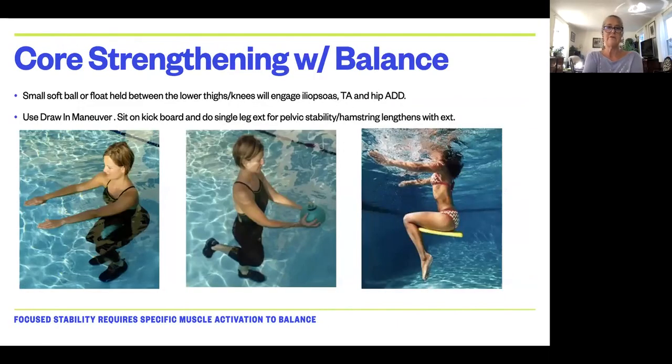And then core strengthening with balance. You can use a small soft ball. You can hold it between the thighs, the knees, to engage the iliopsoas, TA, and the hip adductors. You can sit on a kickboard and do single leg extensions for pelvic stability, hamstring, and lengthening the hamstrings with extension.